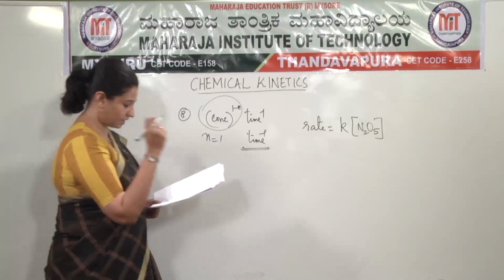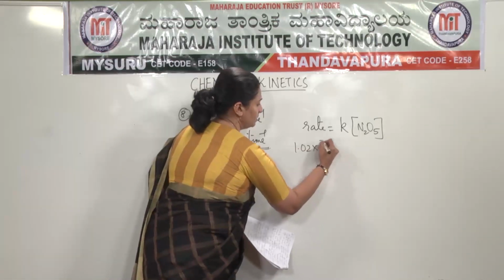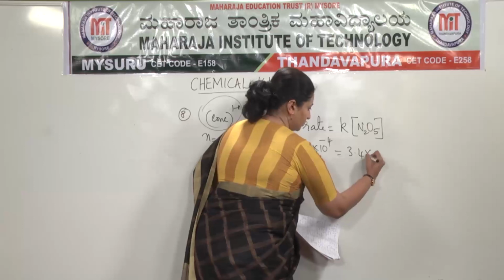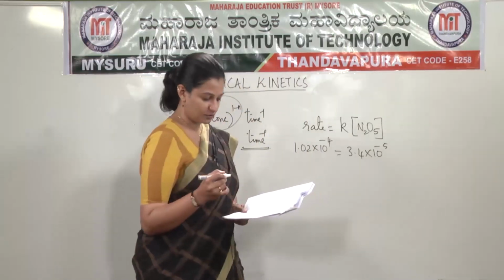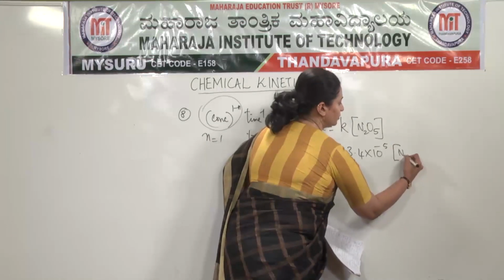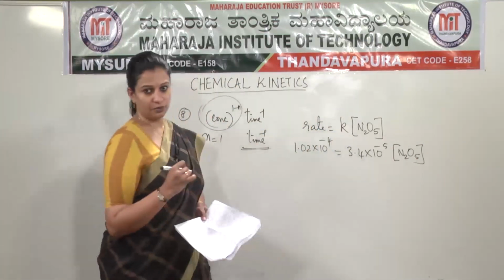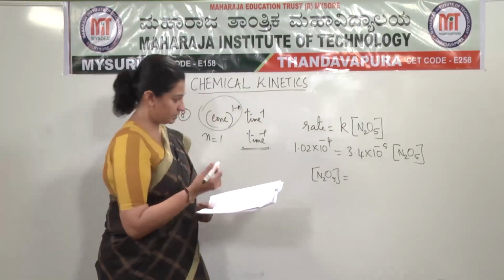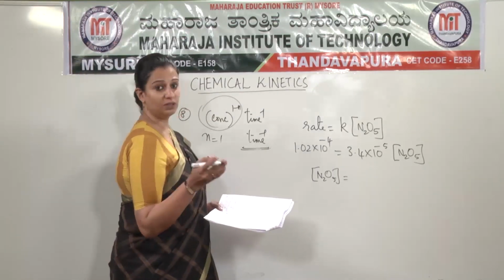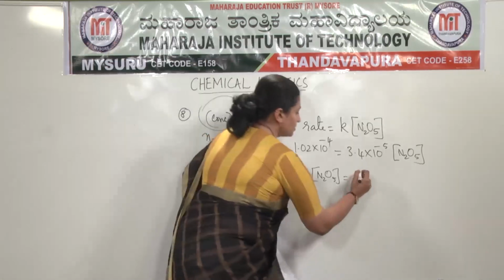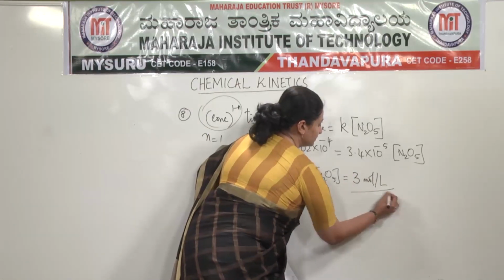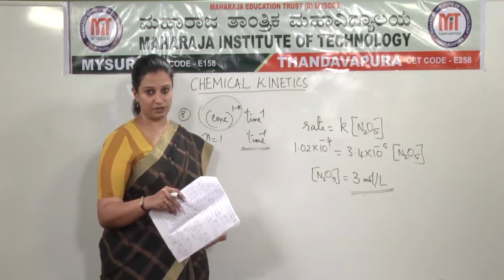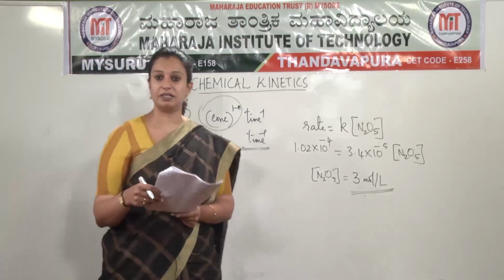Rate is given, K is given. So how much is the rate? The rate is 1.02 into 10 to the power minus 4, whereas the K value is 3.4 into 10 to the power minus 5. Then you just have to calculate N2O5. So the concentration of N2O5 is equal to, you have to divide 1.02 into 10 to the power minus 4 by 3.4 into 10 to the power minus 5. This will come out to be 3 moles per liter. Remind yourself again that the square bracket simply means molar concentration, that is moles per liter. So option B is the answer.